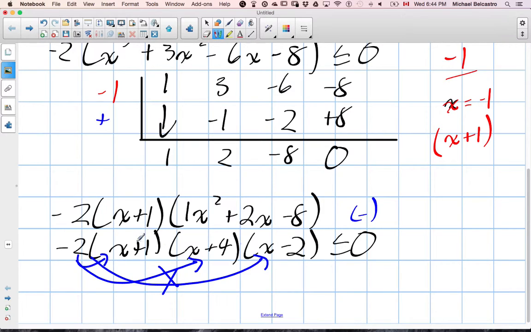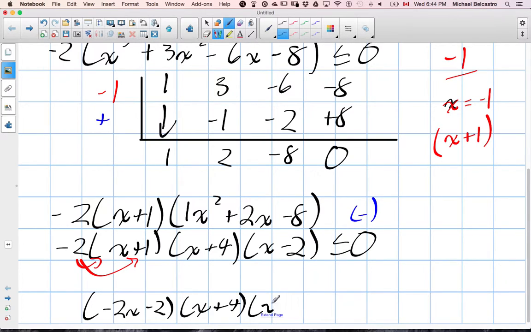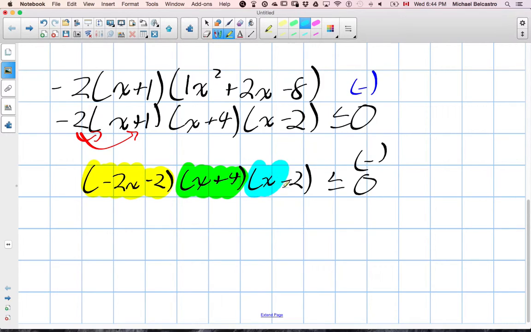But I'm going to put it into one of them just so the next part's a little easier for you to see. So I'm going to take this negative 2 and apply it to the first one here. We now have negative 2x minus 2, x plus 4, and x minus 2. We're looking for when it's less than 0, in other words, when it's negative. So think of this like I have a first term, A term, B term, and a C term. Let's write it like this. B or C, I should have used red, but I'll call it A.